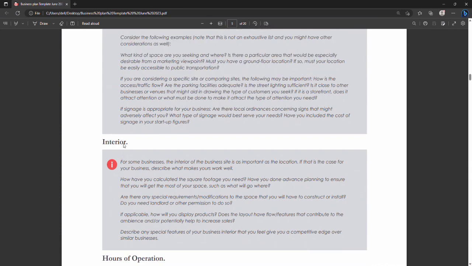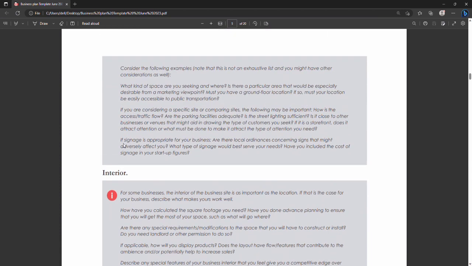But here you should also be very careful. You look at the end of each of the pages, you will see where you put your business name and the date, at the end of each of the pages.